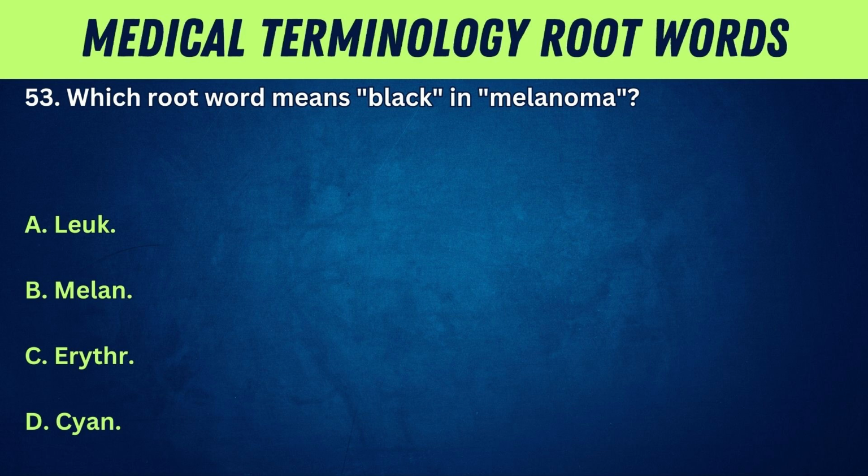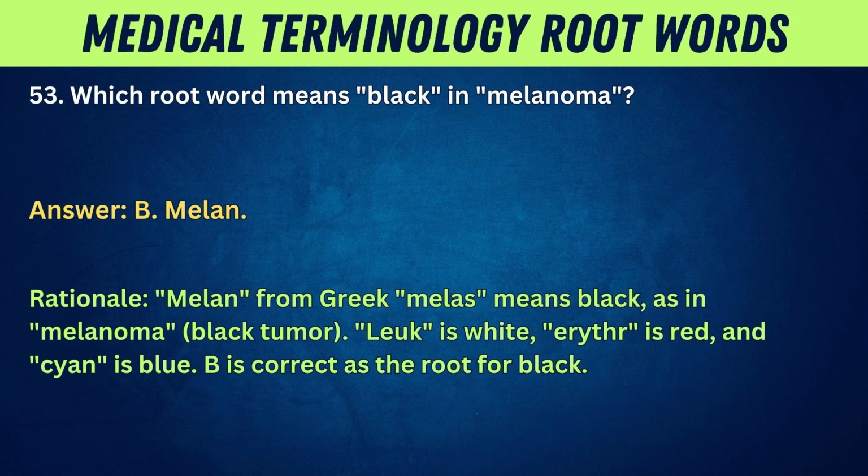53. Which root word means black in melanoma? A. Leuk. B. Melan. C. Eryther. D. Cyan. Answer: B. Melan. Rationale: melan from Greek melas means black, as in melanoma, black tumor. Leuk is white, eryther is red, and cyan is blue. B is correct as the root for black.